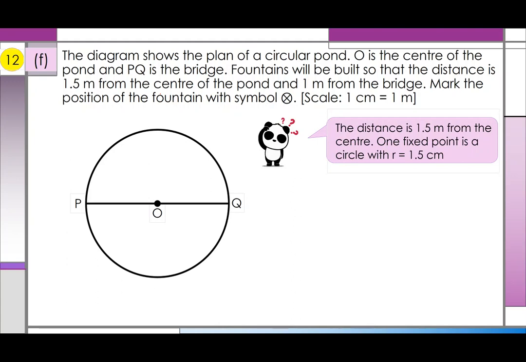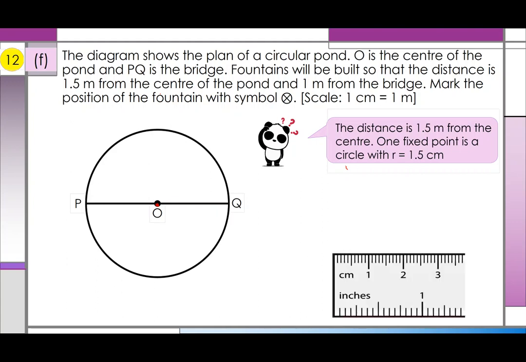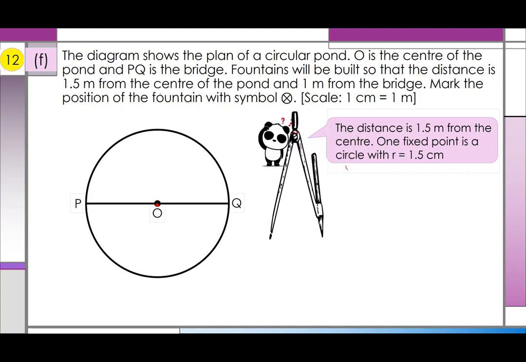Okay, first the distance is 1.5 meter from the center. O is our center, 这个是 center. One fixed point is a circle. Okay, fixed point is a circle with the radius 1.5 cm. So measure 1.5, draw a circle.